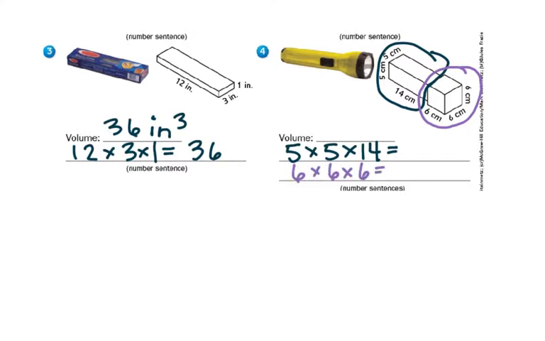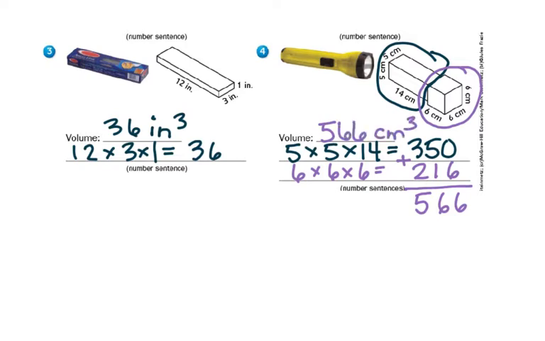Let's go ahead and solve for the first, what would be the handle of the flashlight. So on your calculator, take 5 times 5 times 14. And what do you get? You should get 350. And now let's take 6 times 6 times 6. And you should have 216. And then let's just go ahead and add those 2 numbers together. We get an approximate volume of 566 centimeters cubed.